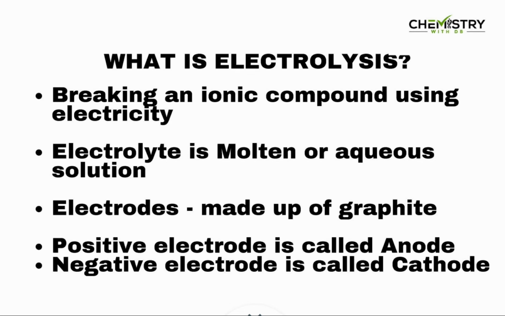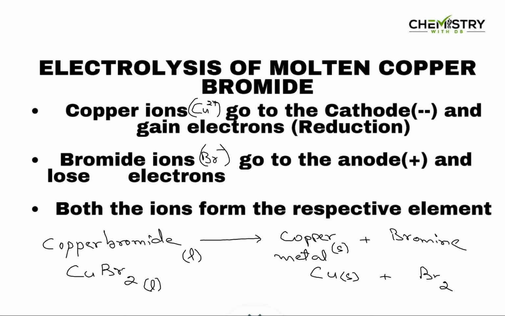Now let's see some notes I have given you here. What is electrolysis? Electrolysis is breaking an ionic compound using electricity. The electrolyte here is the molten or aqueous solution of the ionic compound. Electrodes are made up of graphite because it's inert. The positive electrode is called anode and the negative electrode is called cathode.